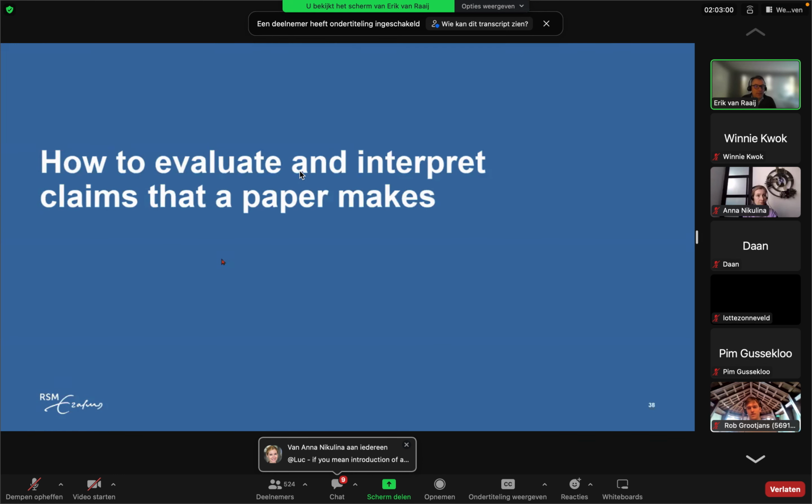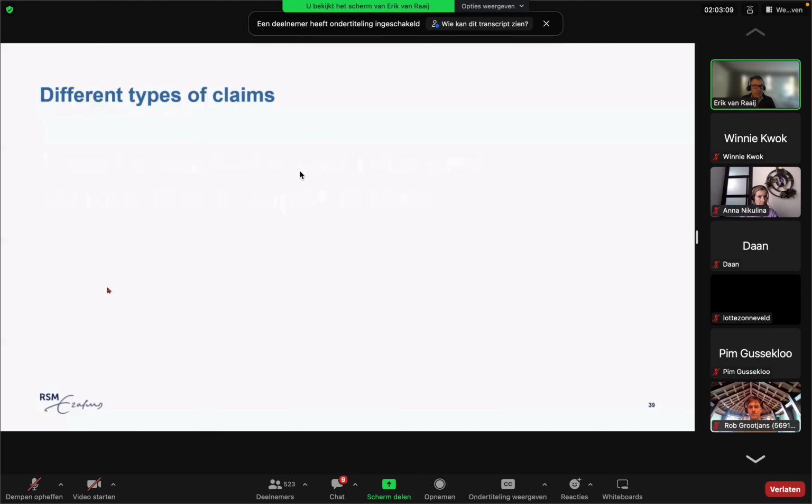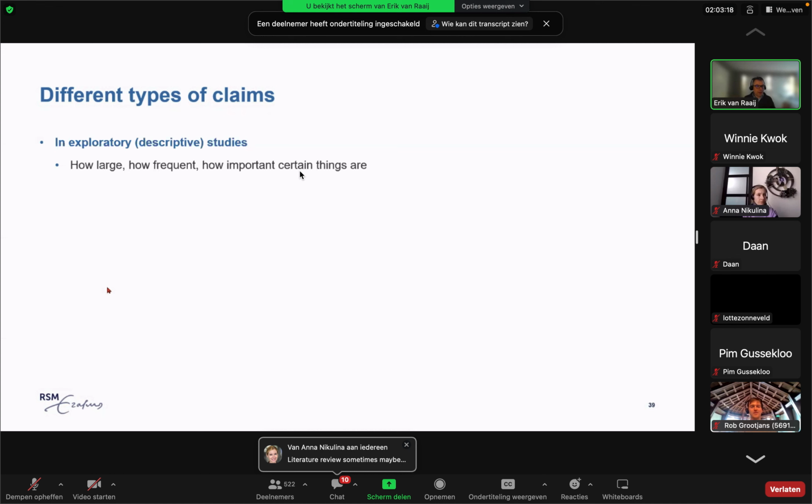Now, in these articles, the authors will make claims, and the claims will differ by the type of article that you're reading. So if you're reading an exploratory, or what we also call descriptive study, the claims that these authors make are about how frequent something is occurring, or how large or small the problem or the phenomenon is, how important certain things are, sometimes also how they can be presented in a typology, but they are describing something.